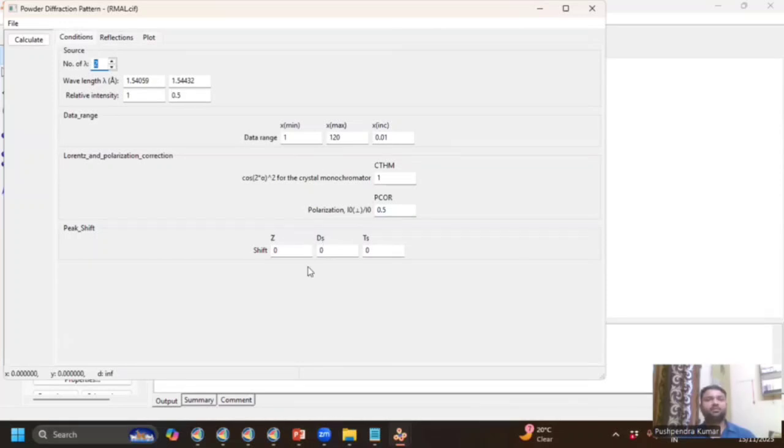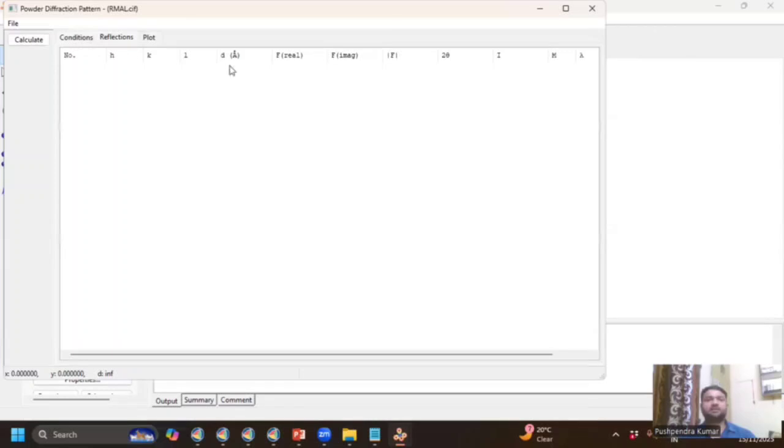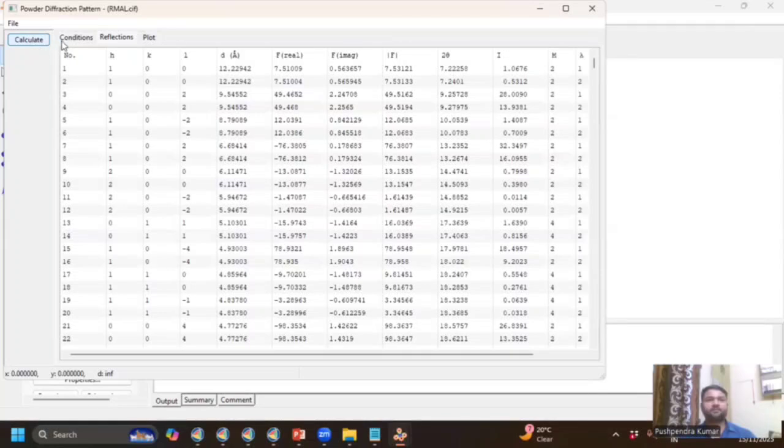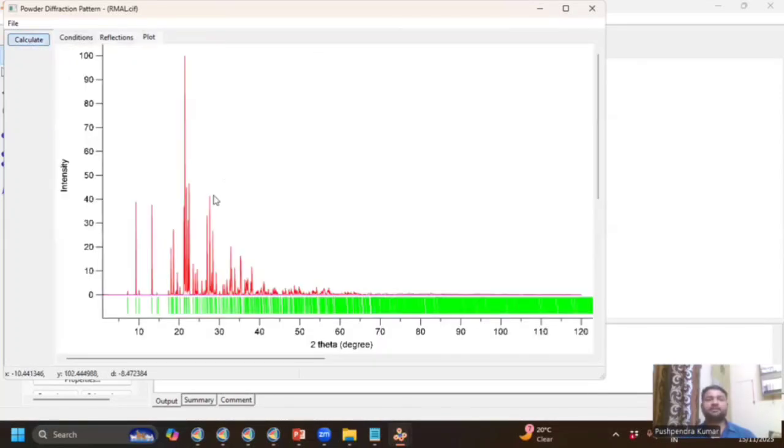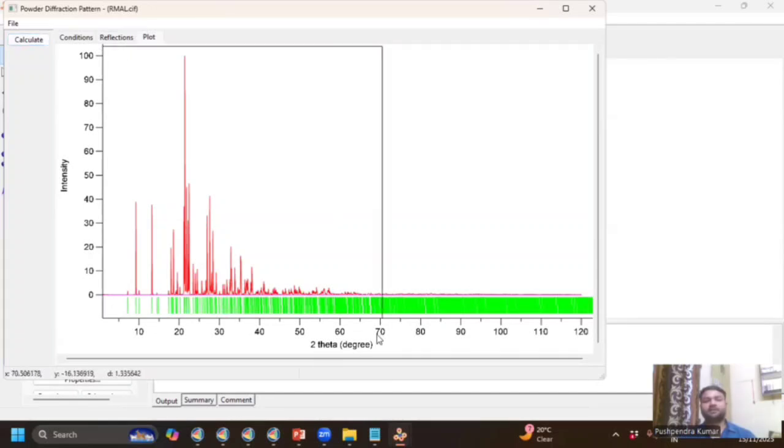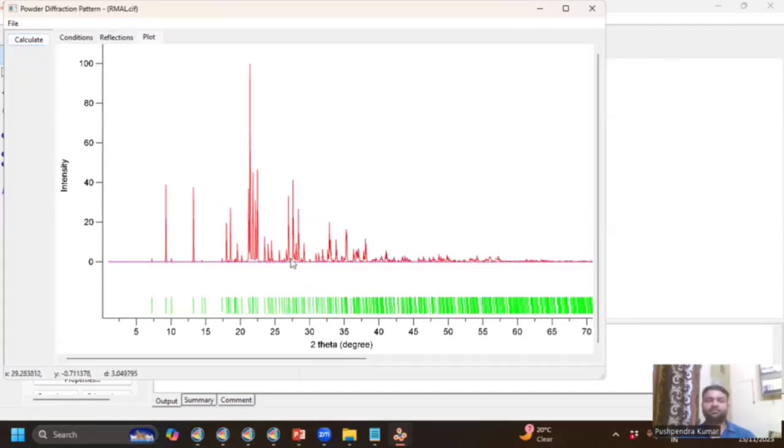There is no other important field. And we go to the reflections. So these are the reflections. As we go to the plot and click calculate, we can see that we get a PXRD plot or PXRD graph. By clicking this, we can see the peaks corresponding to this RML structure.